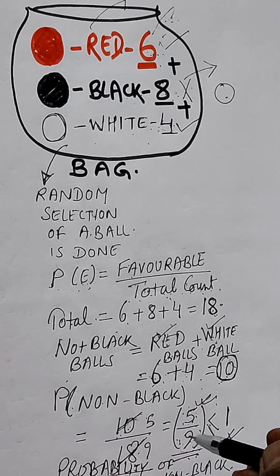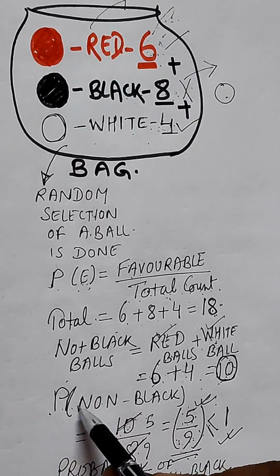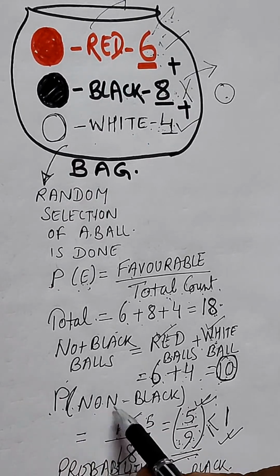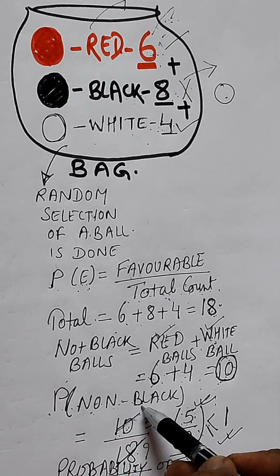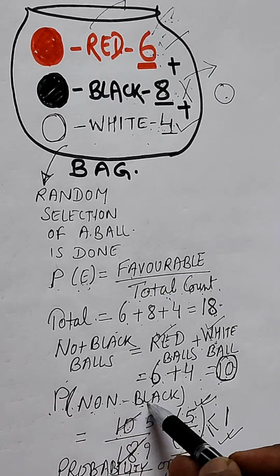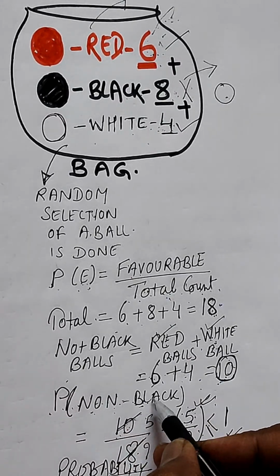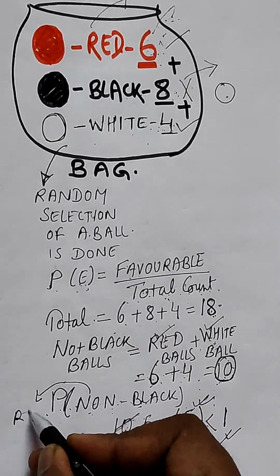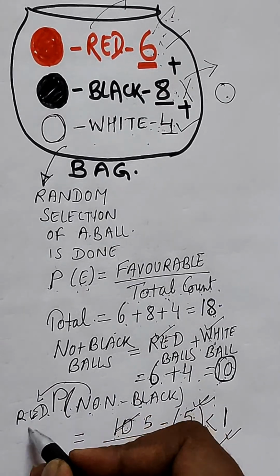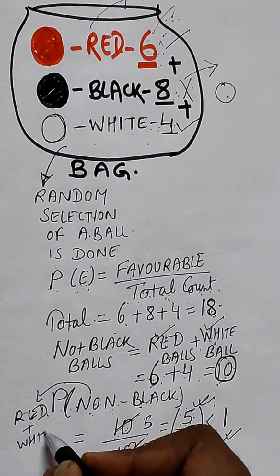Here the question was that we have to find the probability of non-black balls. So non-black balls are those balls which are not black in color. So this can be red, this can be white, right?